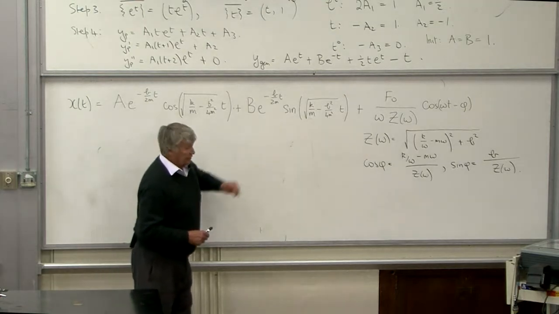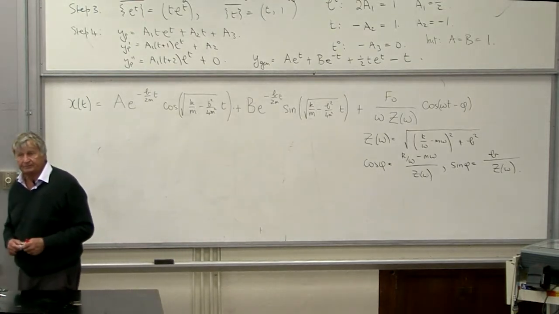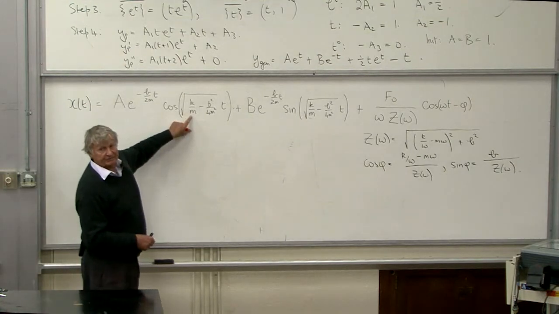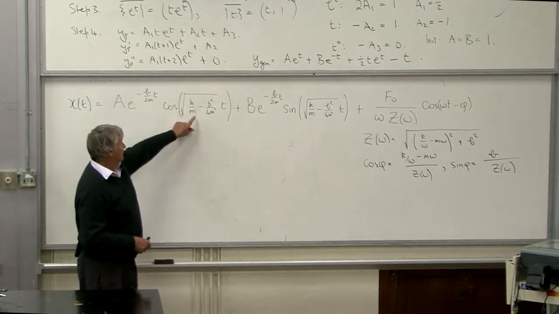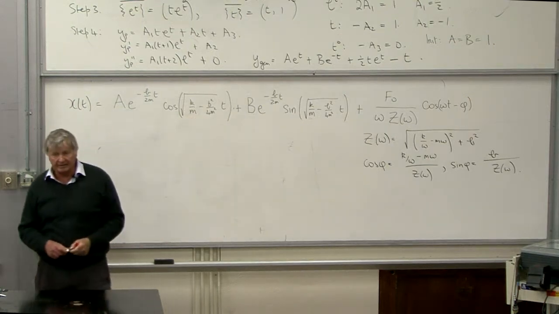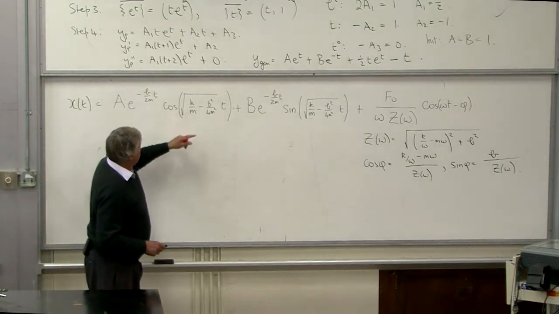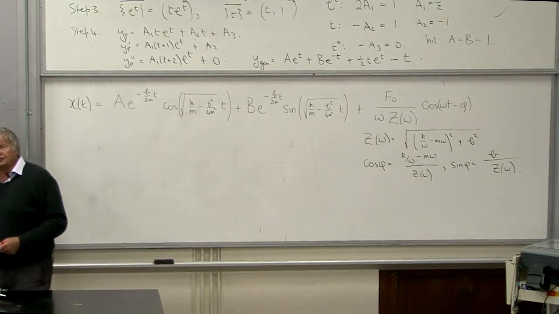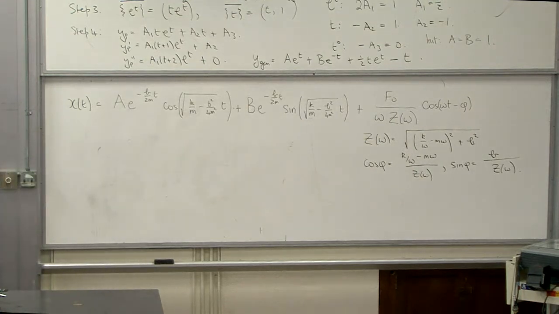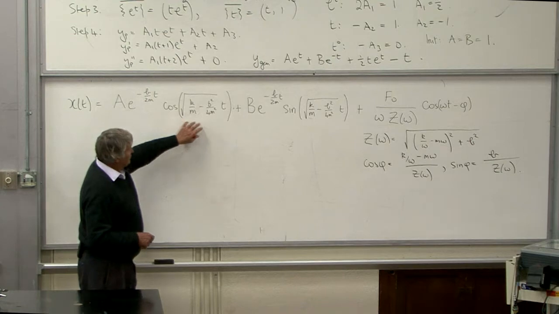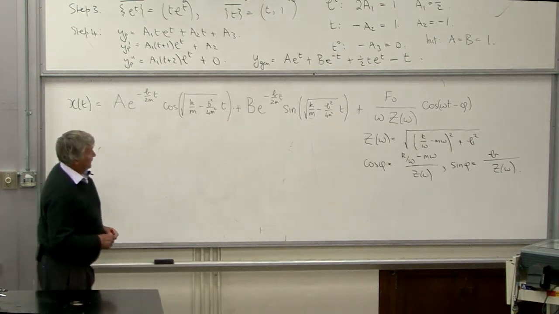This is the solution of the homogeneous equation when we assume that the spring force k over m is much bigger than the damping b squared over 4m squared. So this is positive, so we get solutions where the roots of the characteristic equation will be complex conjugates. And so we get some damping, a cosine, and a sine, like that.